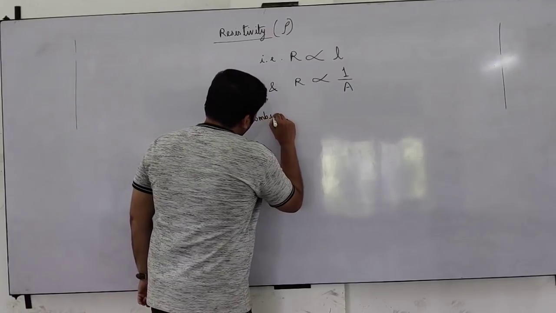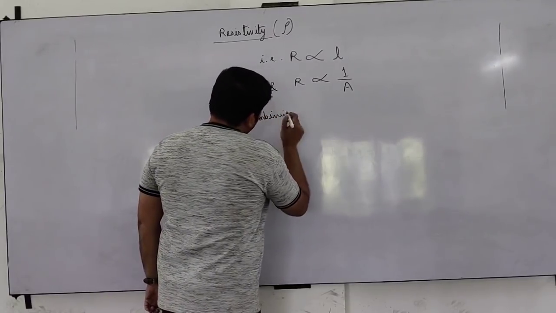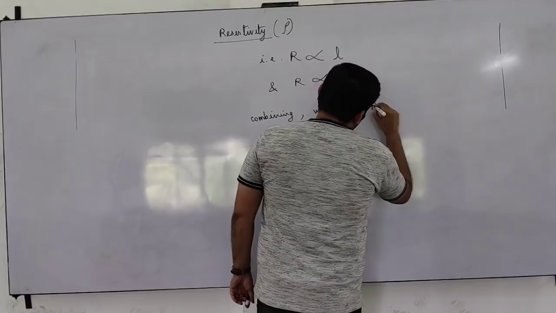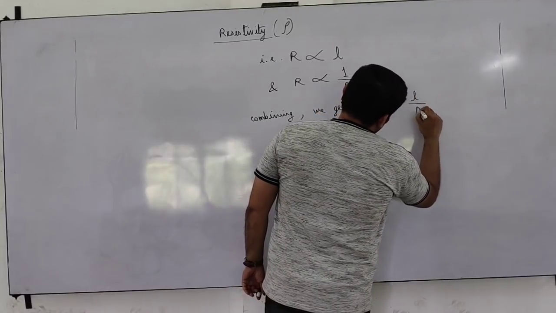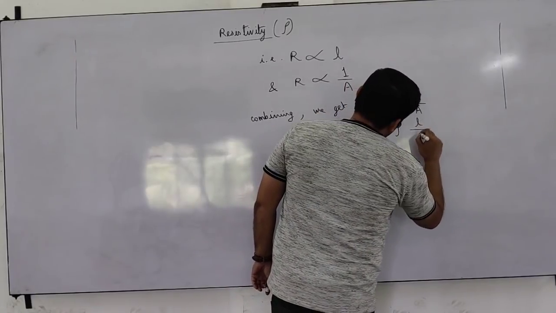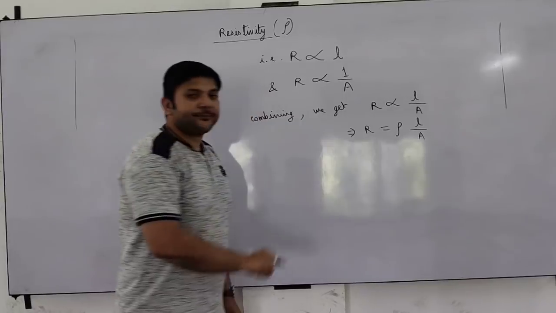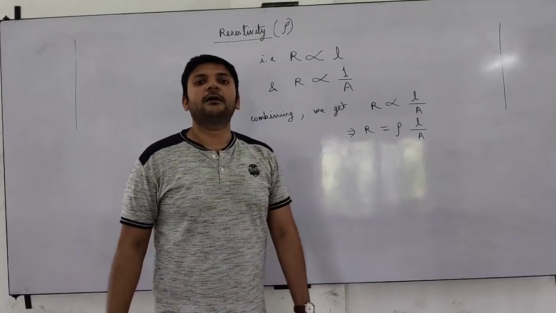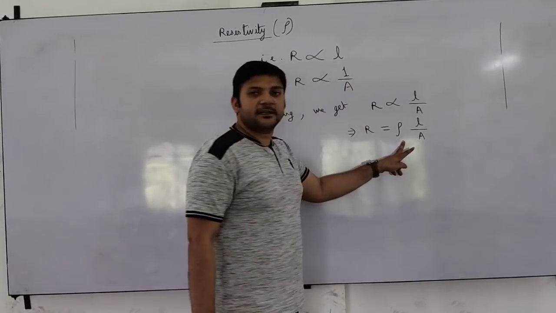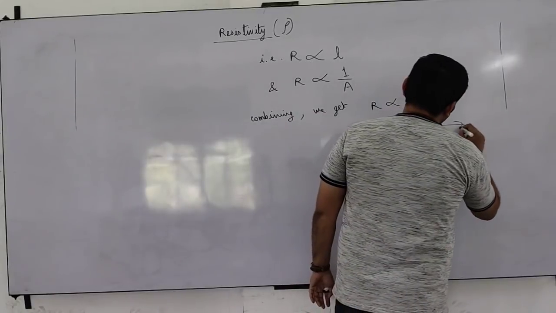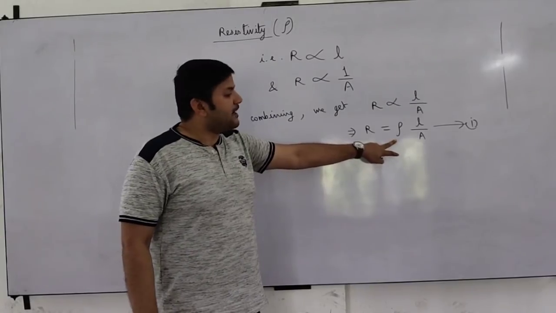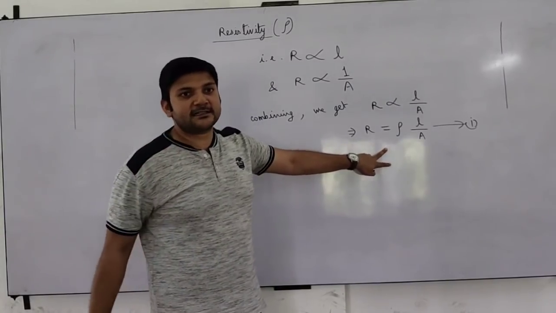Combining, what will you get? Combining, we will get R proportional to L by A, which implies R is equal to rho L by A. Okay. Rho is the proportionality constant.